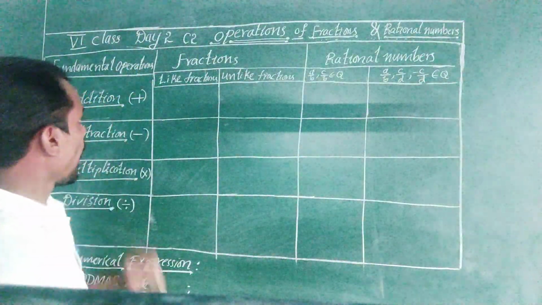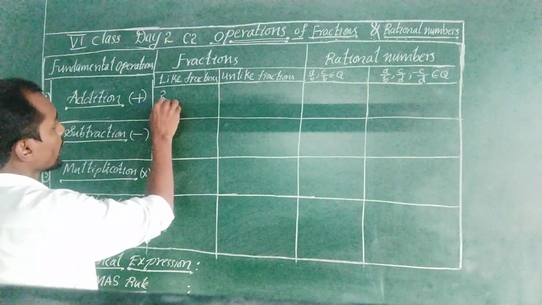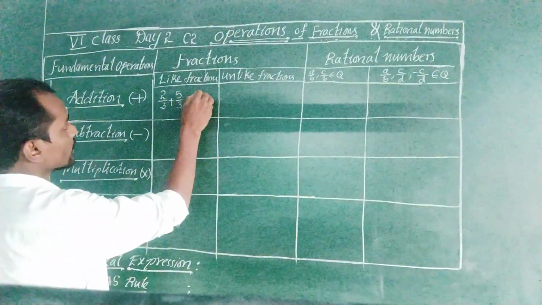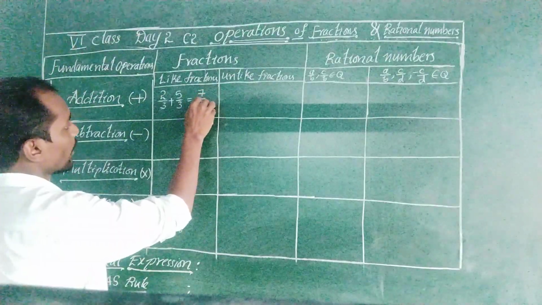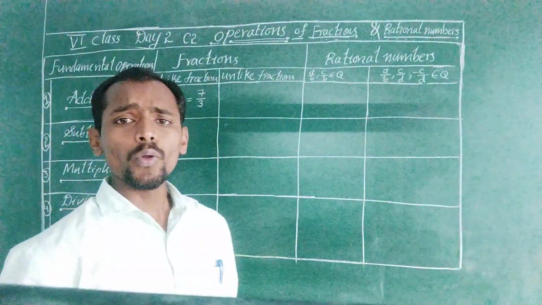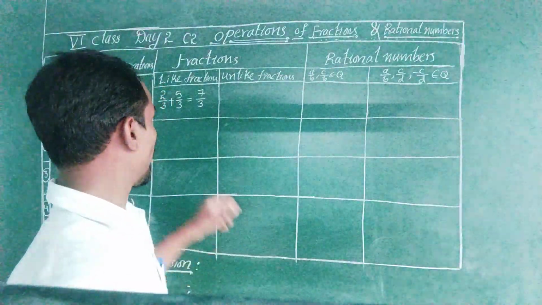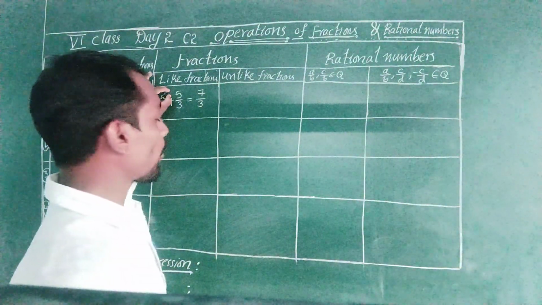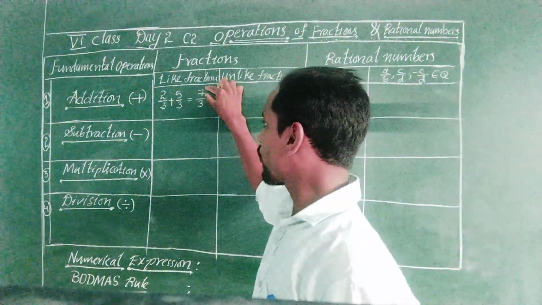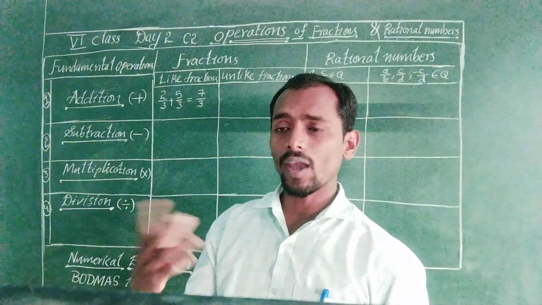Now I am taking two like fractions, 2 by 3 plus 5 by 3. Your answer, you are well aware of it, is 7 by 3. How to do it? Simple. You have to add both numerators and write the common denominator. You can write here: sum of numerators by common denominator is the sum of the two like fractions.